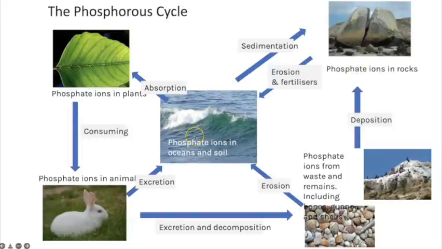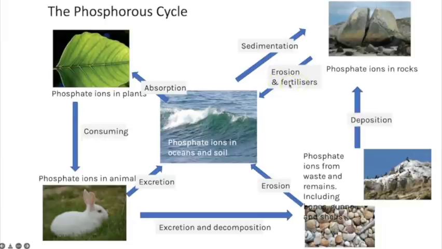So over time, from high pressure as well, the phosphate ions within the oceans, within the soil, will compact through sedimentation to create the sedimentary rocks. And then the last link back is the fact that those sedimentary rocks can be eroded to release the phosphate ions back into the soil or oceans. Now, the extra one added here is the idea of fertilizers.